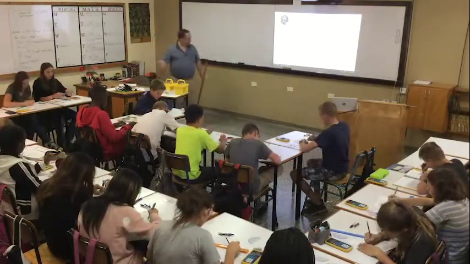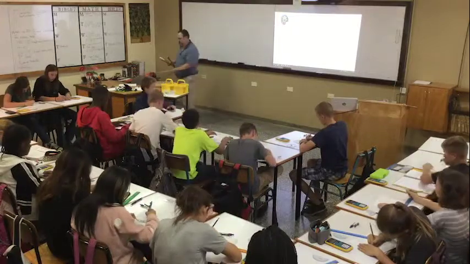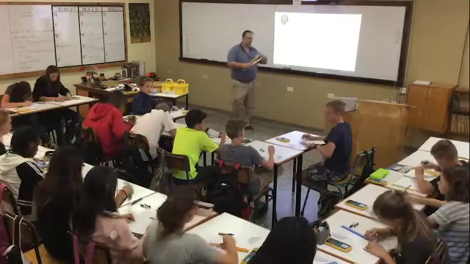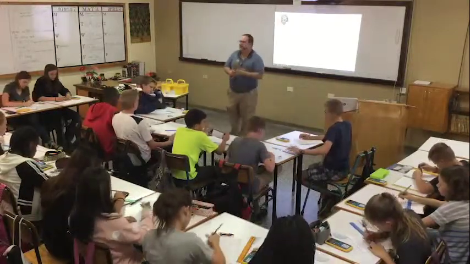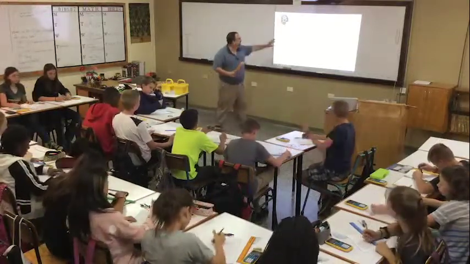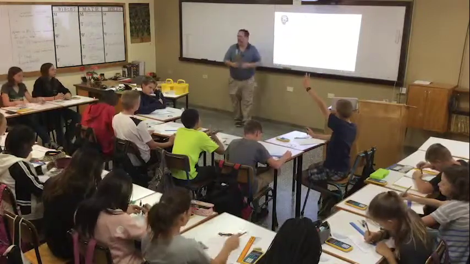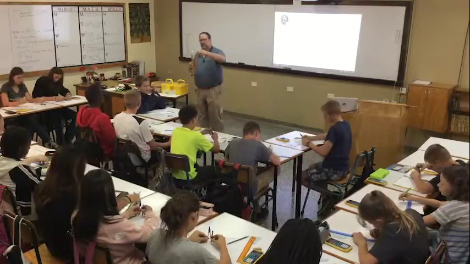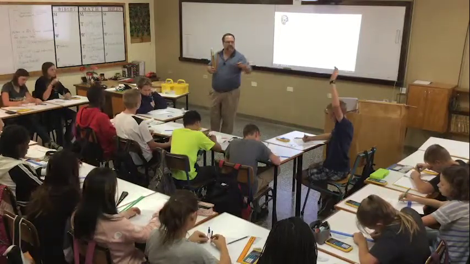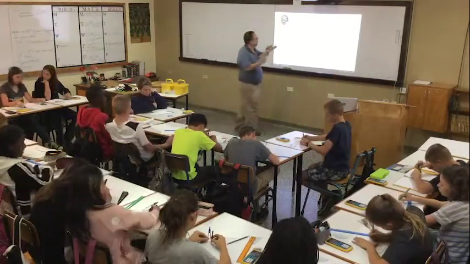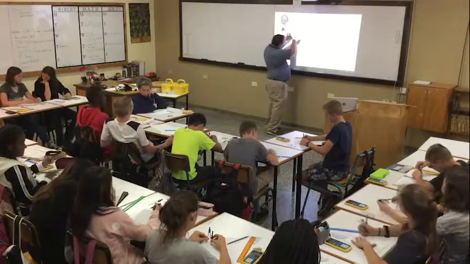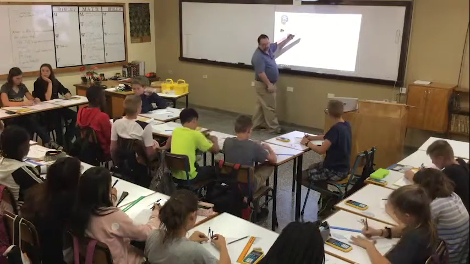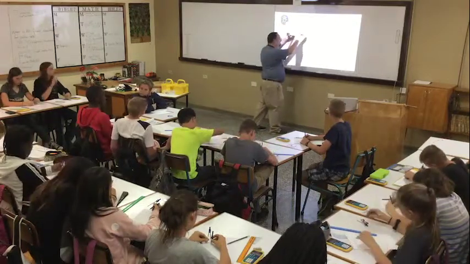Okay? So now I've got the start of my construct. What's the first thing I need to do to construct, to duplicate segment TR into S? What's the first thing I got to do? Open your compass. Open my compass. What's the second thing I'm going to do? Where am I going to put the compass? On TR. I'm going to put it on T. And then how far am I going to open my compass? All the way to R.